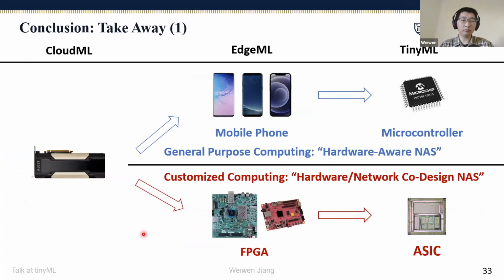And in the following two slides, I will conclude this talk. First, there are two paths for automated machine learning evolving from cloud machine learning to tinyML. I know that many people think of the typical path, the first path from the GPU to mobile phone to microcontroller, but we also emphasize that the second path is also very important. That is for customized computing using FPGA and ASIC.